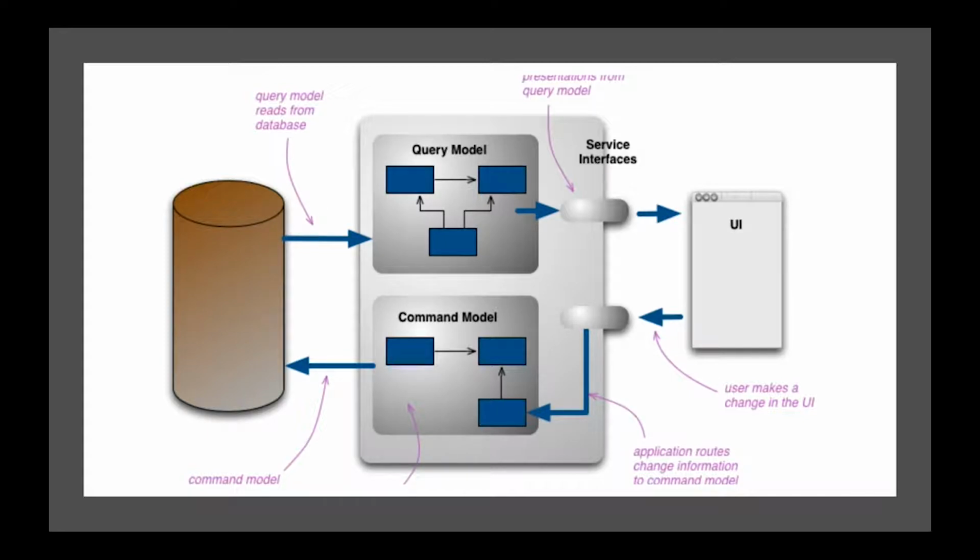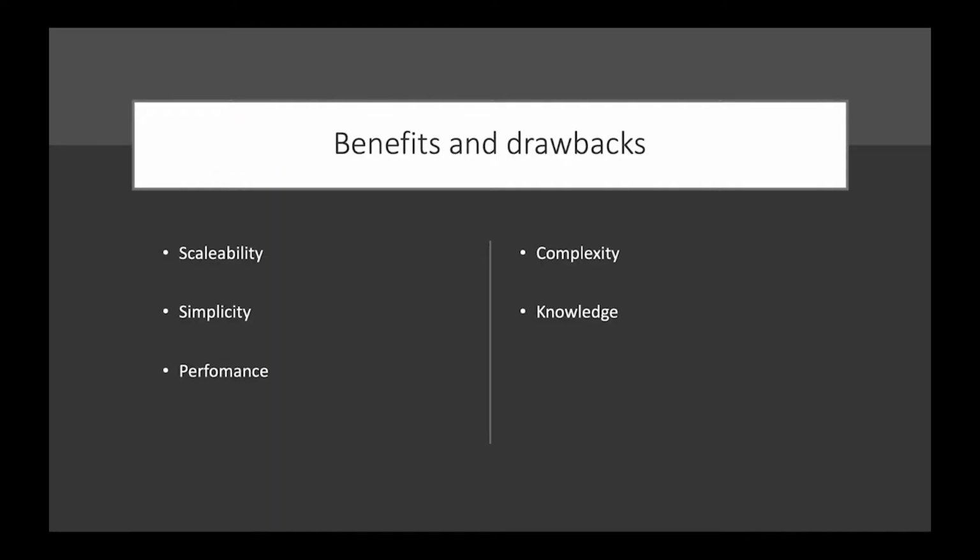Now when a user makes a change in the UI, the application routes the change information to the command model. This command model can then do all the business logic in the system, and then afterwards send the information to the database. And when the model reads from the database, it is only the query model that has access to read from the database. And then all the information is passed to the UI again. This increases the maintainability in the system.